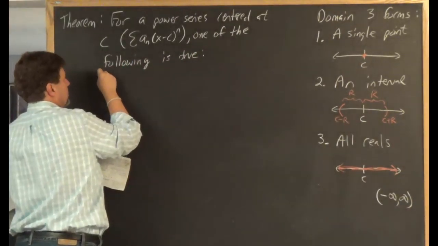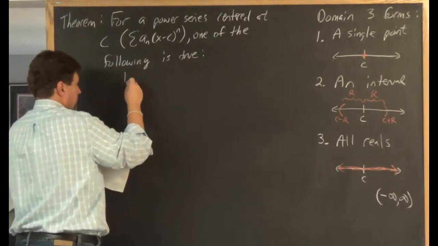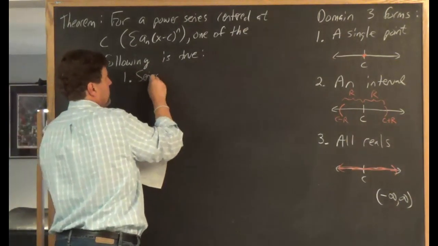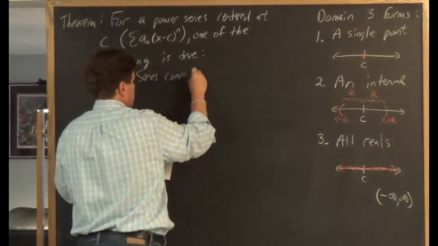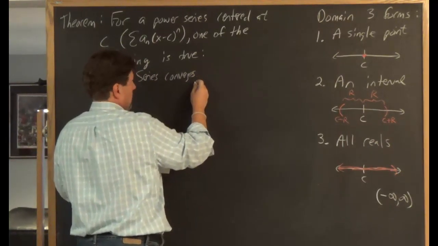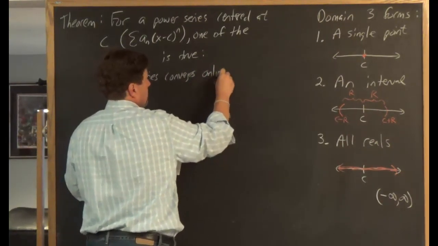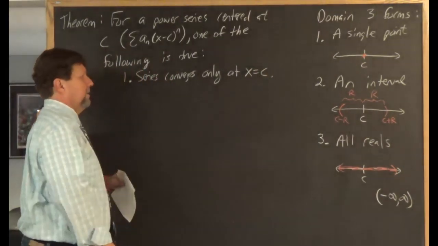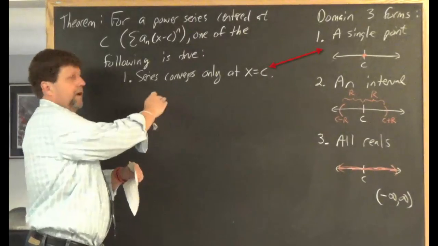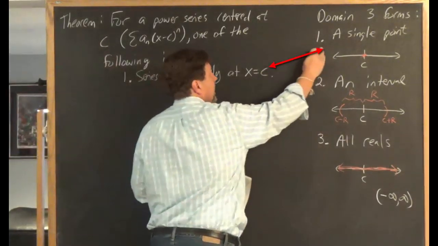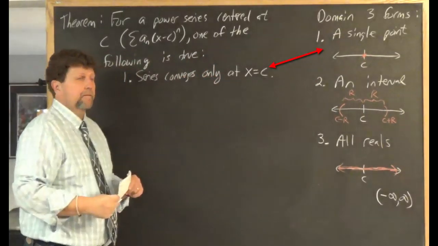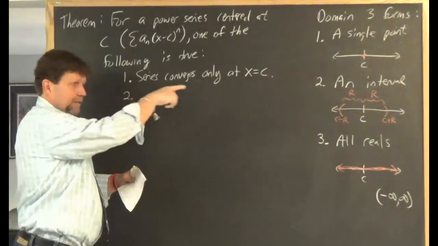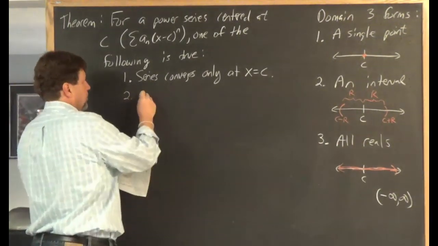Number one, the series converges only for a single value, x equals C. So notice how I'm matching number one up with number one. Two. Well, there's more words here to match up with number two over there. So let's get these words down.